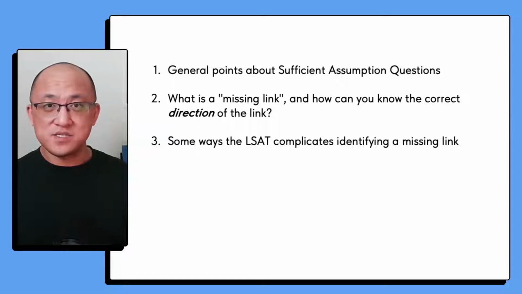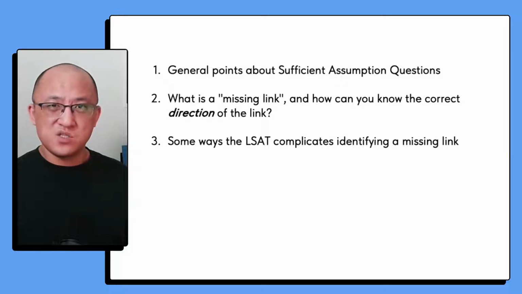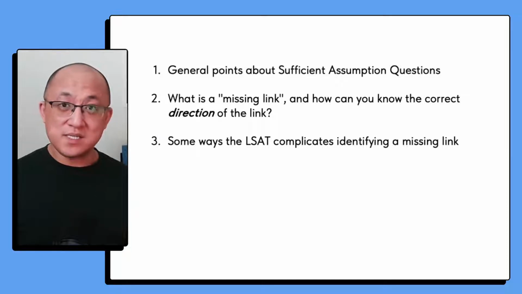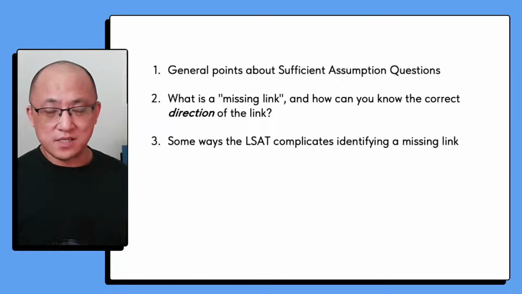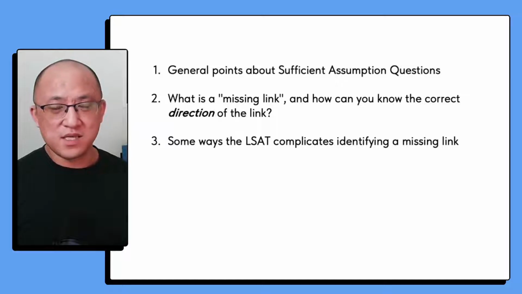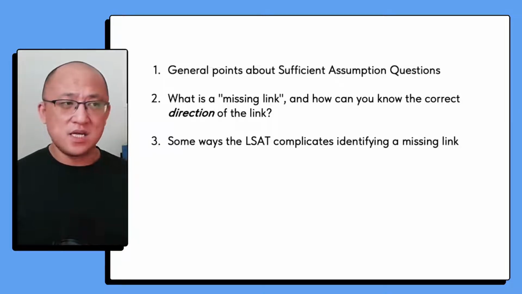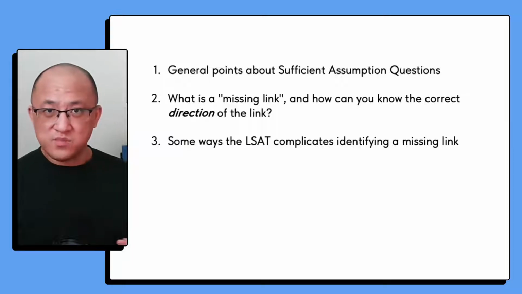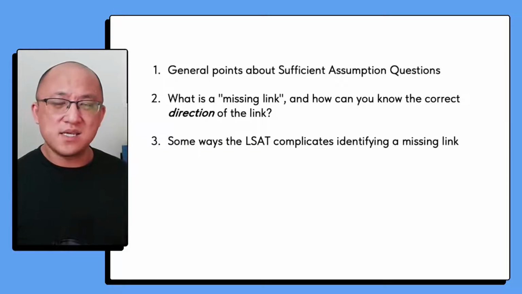This structure is very common on sufficient assumption questions, but it's also found in many other question types. So one of the keys to excelling in logical reasoning is getting used to identifying missing links, but more importantly, the direction of the missing link. You see, what will often happen is students can tell that the argument is shifting between two concepts, that there's a jump from one idea to another idea.